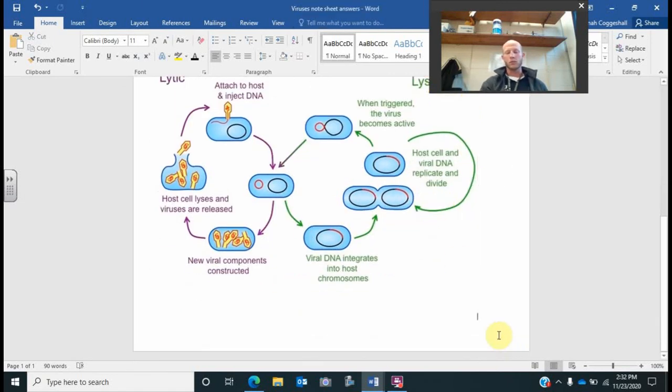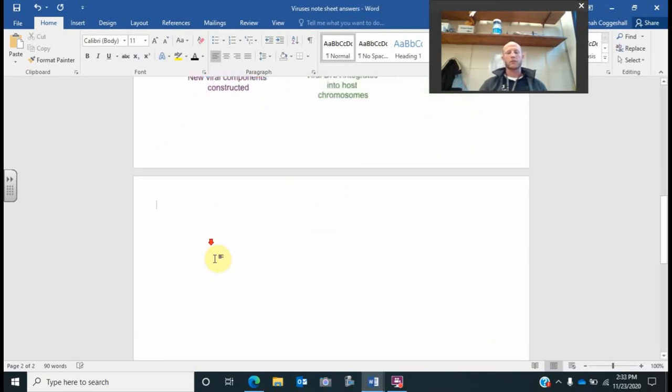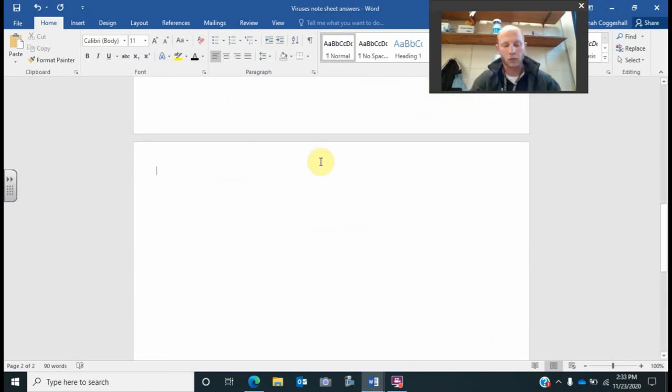And then you guys have one more thing down here on the back of your page, and it's what are the similarities, what are the differences? So similarities of viruses and bacteria. Well, we came up with two. Really, the two big ones that we really care about.